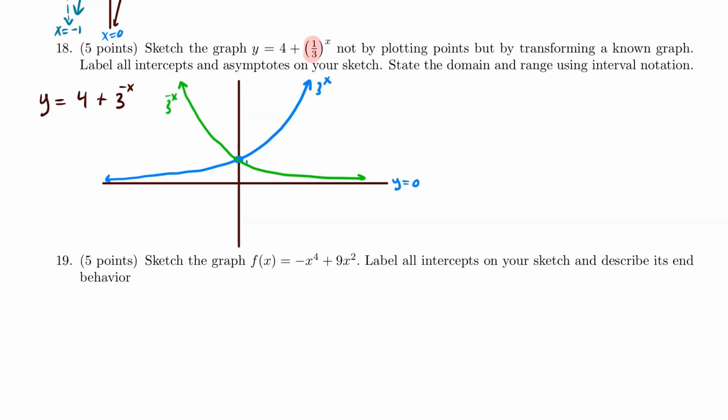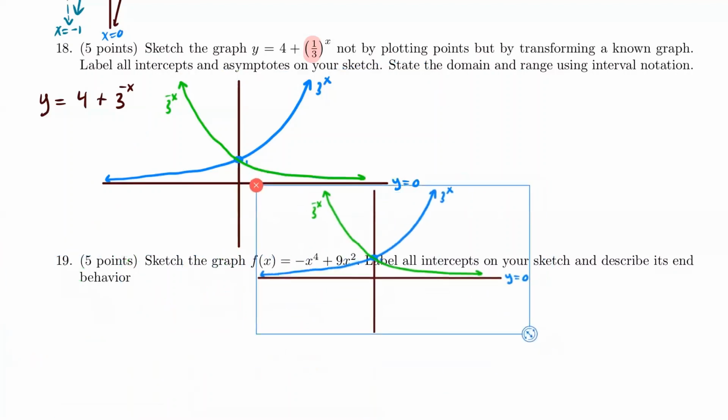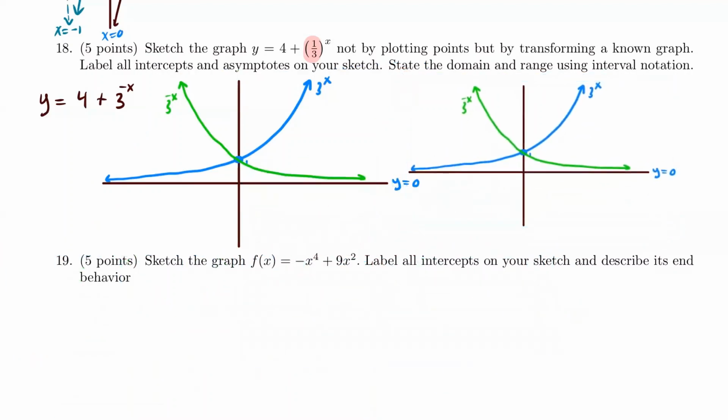By reflecting, we don't change the asymptote or the intercept. And now we're going to go 4 units up because of that. So we take the graph and slide it up 4 units. Our new asymptote will now be at y equals 4. So I'm going to go ahead and just duplicate this and show you a new graph. So here's the duplication of this. And now we're going to slide everything up 4 units. So y equals 0 will now be shifted 4 units up.